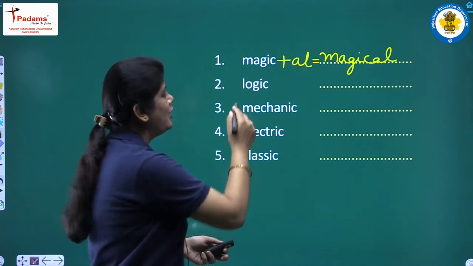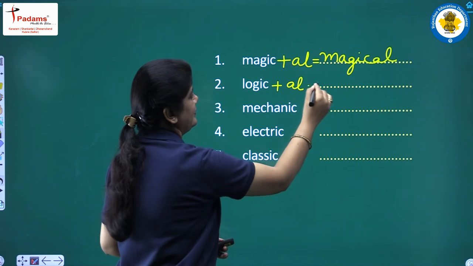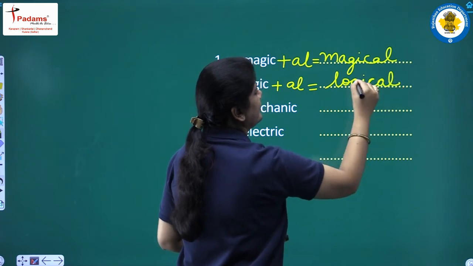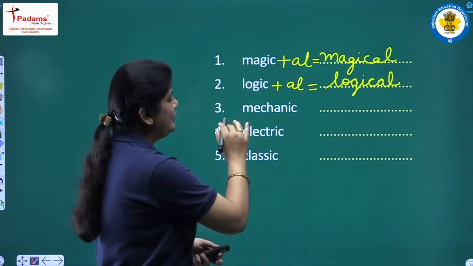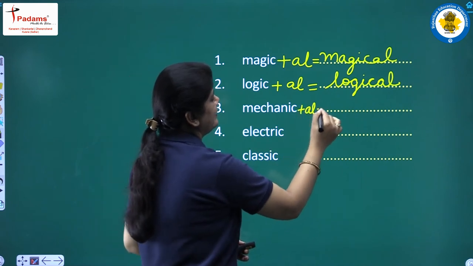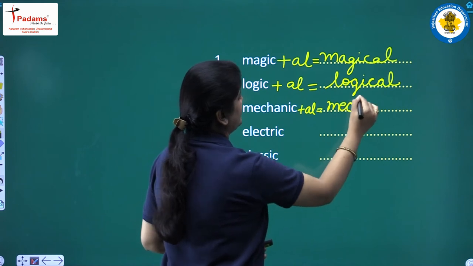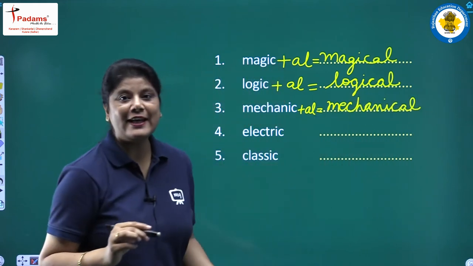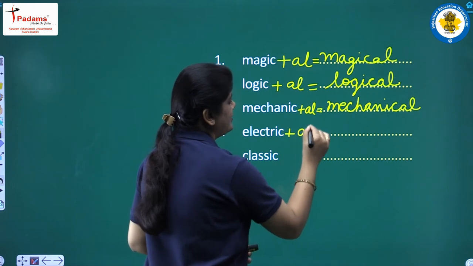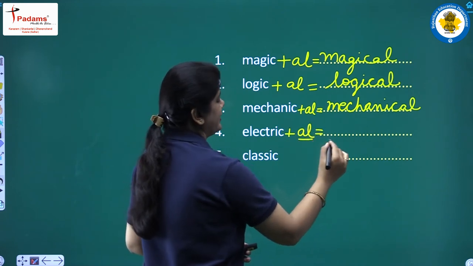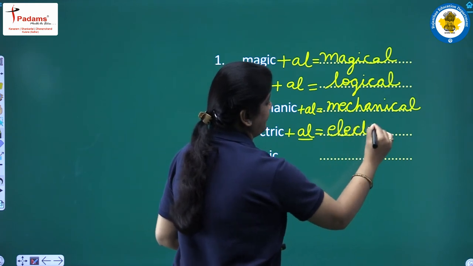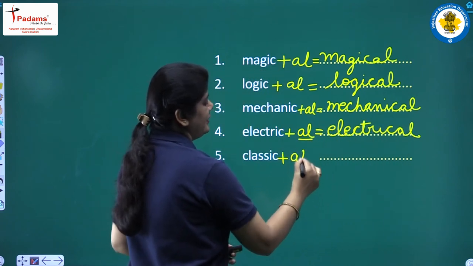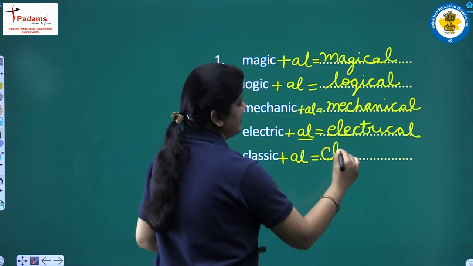Okay students, logic plus al is equal to logical. Then mechanic plus al is equal to mechanical. Next is electric and we add the suffix al to it and it becomes electrical. Next is classic. We will add al to it and it will become classical.